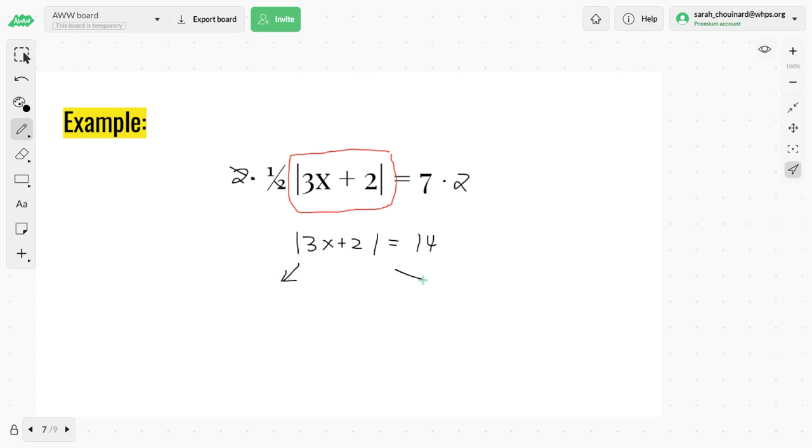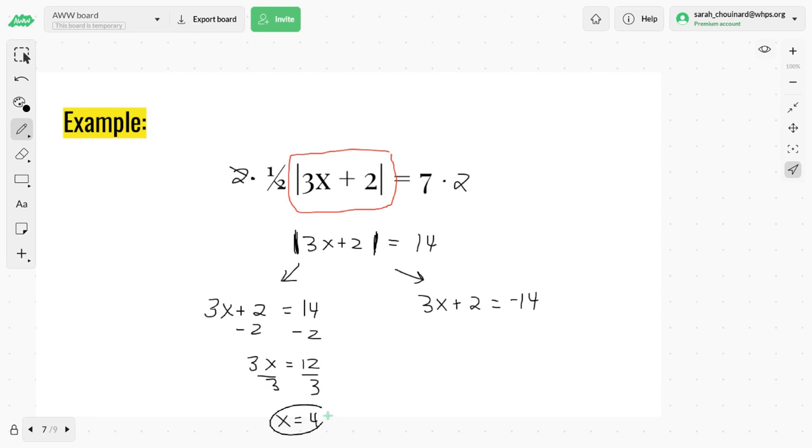Once it's isolated, I make my two equations, and I'm careful to make sure I don't think the absolute value sign is a 1, because I see that happen a lot. So just be really careful there. One equal to positive 14 and one equal to negative 14.